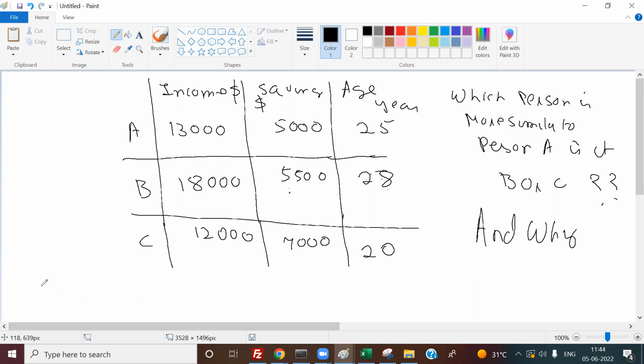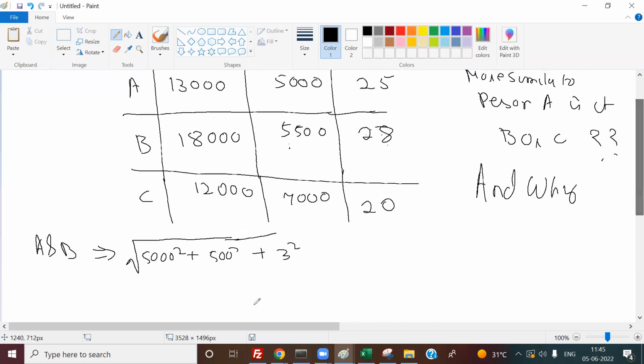So what is distance between A and B? Distance between A and B would be 18,000 minus 13,000 whole square. That is your 5,000 whole square plus 5,000 minus 5,500. So this is 500 whole square plus 28 minus 25. That is your 3 square, right? So whether data is in 2 dimension, 3 dimension, the way you calculate would still remain the same.